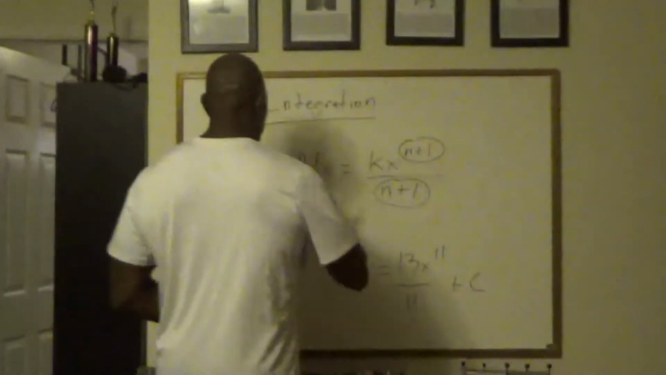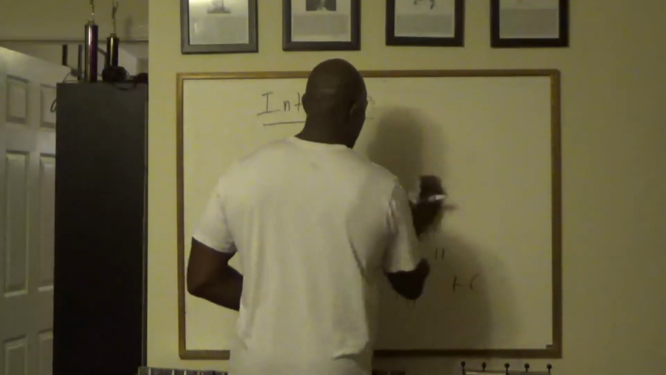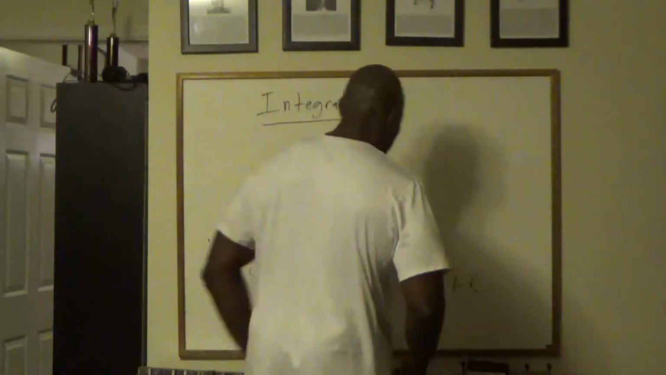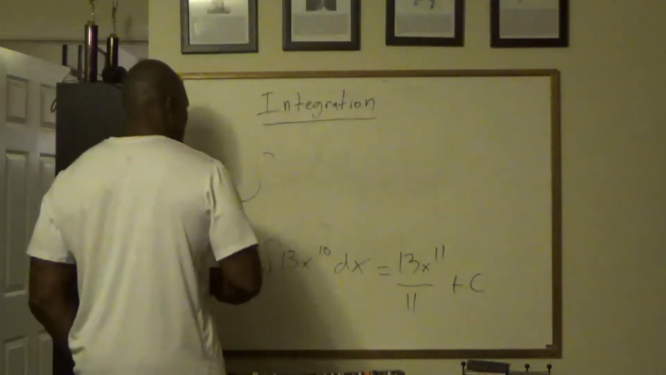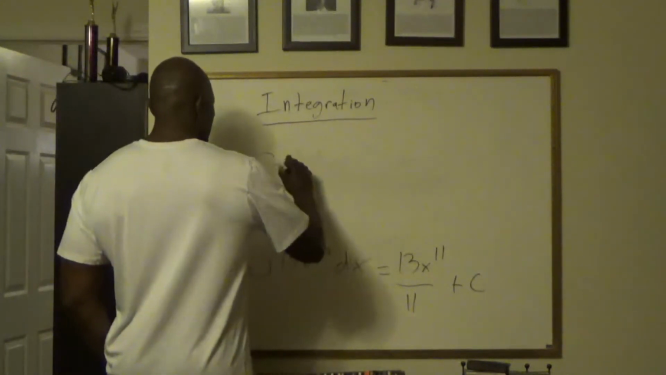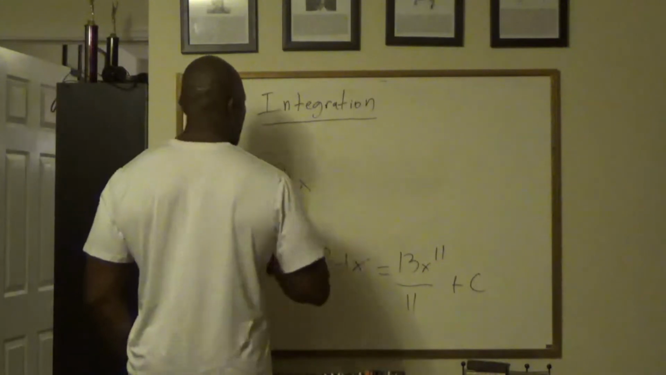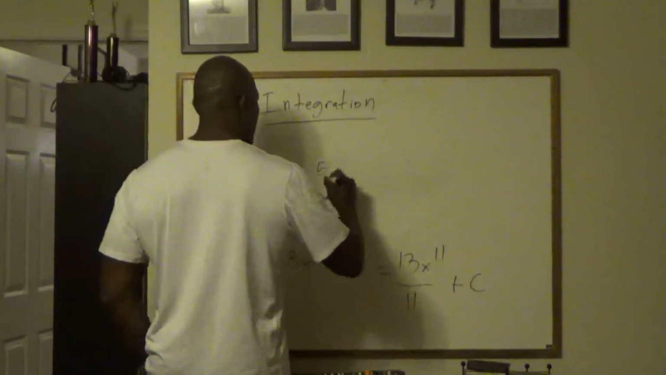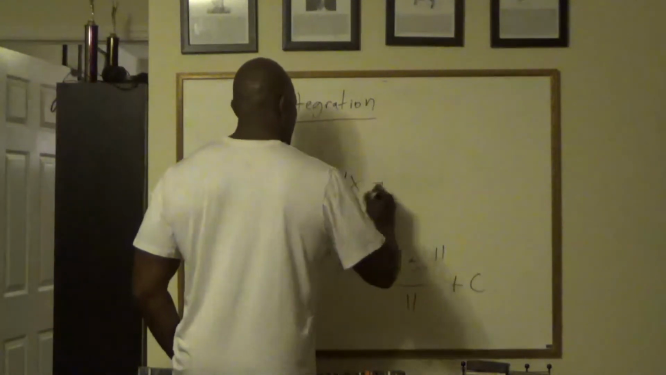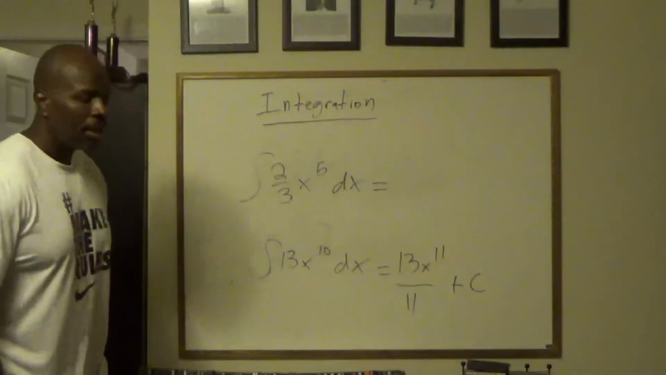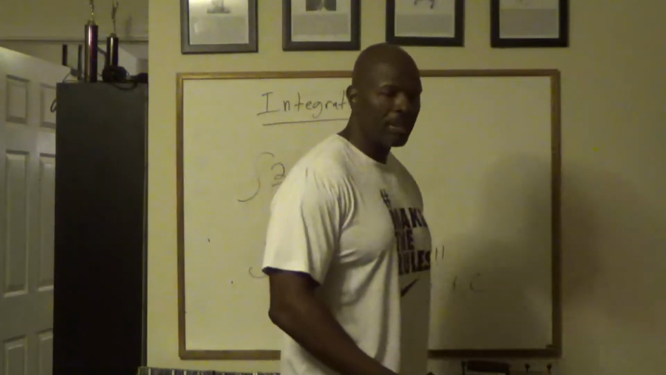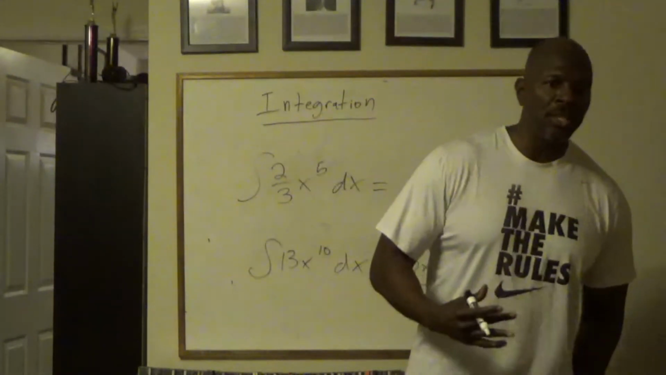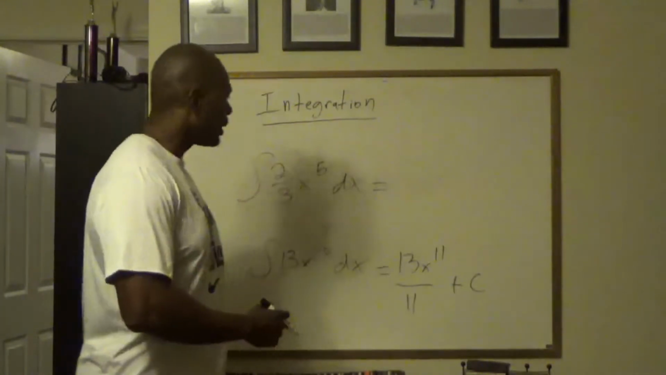Let's do another example, shall we? So say we integrate 2/3 x to the power of 5 dx. The beauty of mathematics, we don't care if the number is positive or negative, fraction or integer, rational or irrational, the same rules always apply.